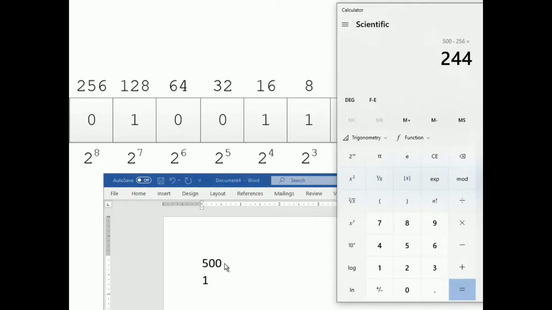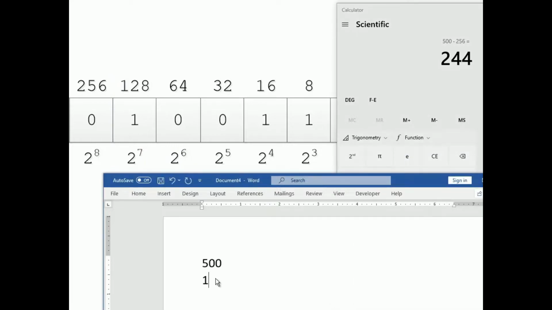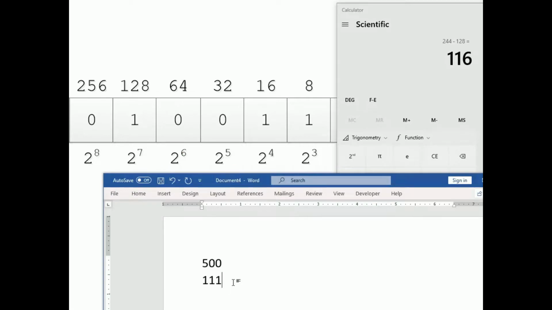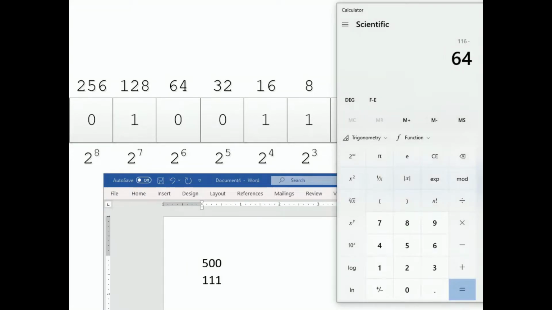And now we repeat. What is the largest power of 2 that doesn't go over 244? That's going to be 2 to the 7th, or 128. So we put a 1 in the 2 to the 7th position and subtract the 128 we just added to our binary number from the 244 we were representing, giving us 116. And we repeat. What is the largest power of 2 that doesn't go over 116? That's going to be 2 to the 6th, or 64. So we put a 1 in the 2 to the 6th position and subtract 64 from 116, giving us 52 left to represent.